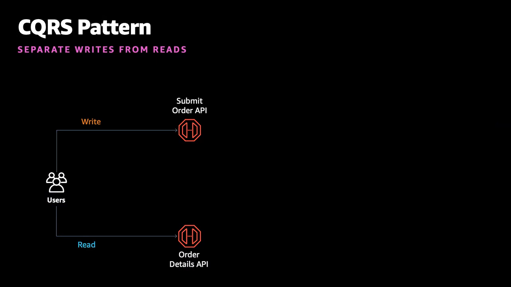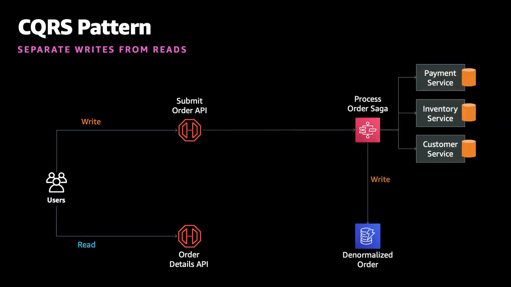To address data consistency across the data stores of the multiple microservices that compose a modern application, we will look at the CQRS pattern. In this pattern, write requests are processed by a saga that calls domain-specific microservices and then writes the normalized version of the data into DynamoDB.